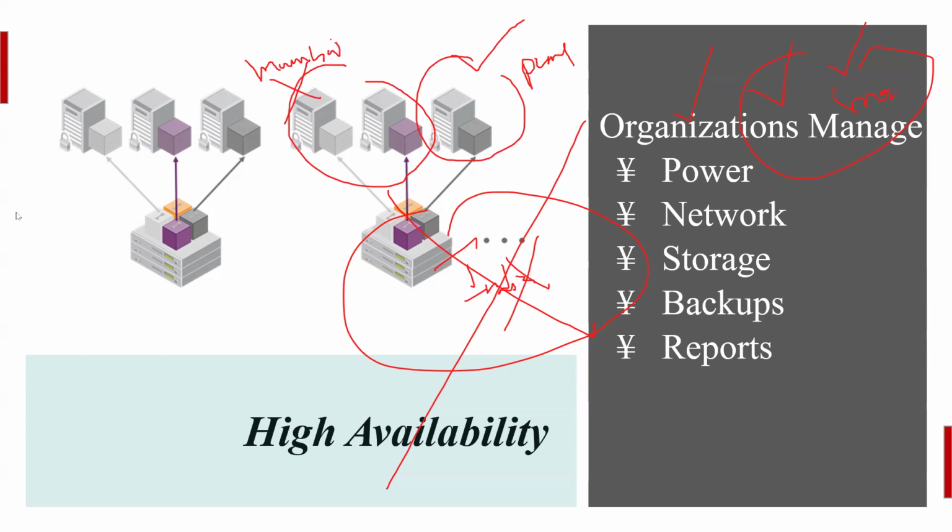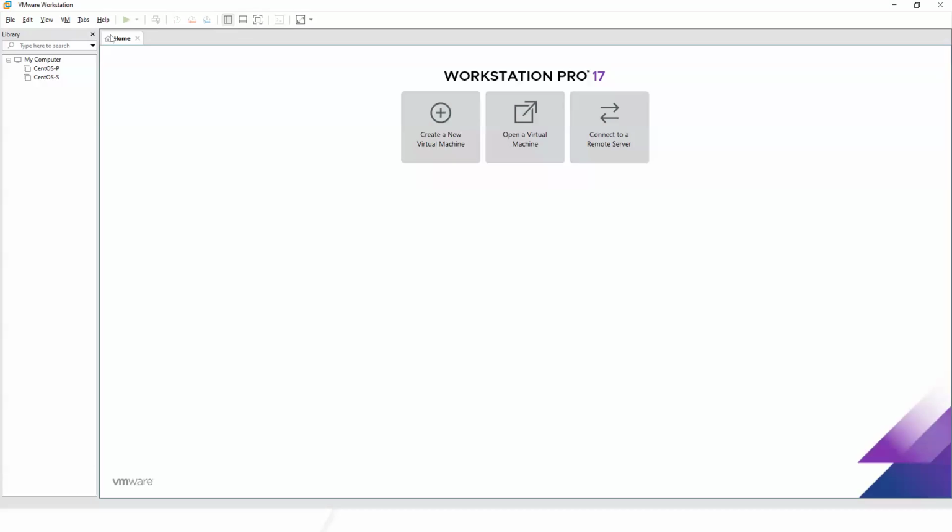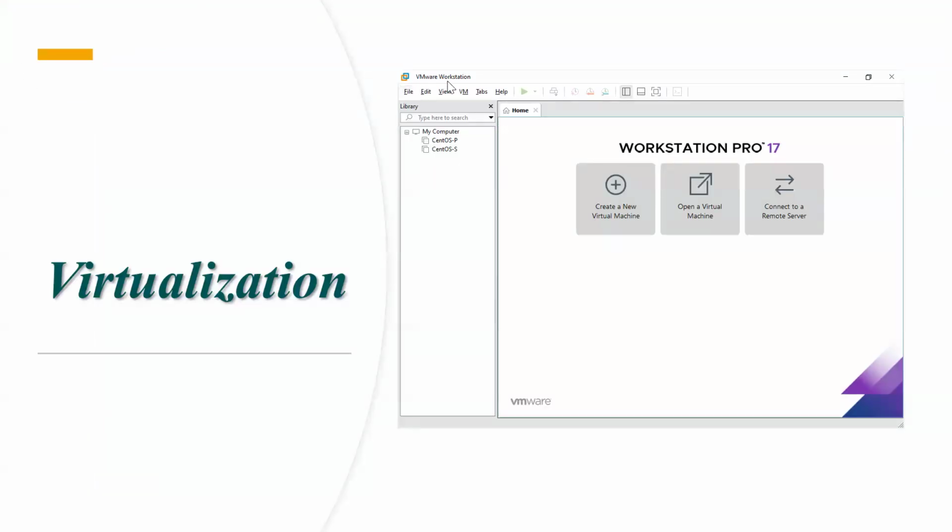Now, see, either you go for cloud or you go for on-prem. Your servers are virtual servers, meaning virtual machines. What you will do, you can use VMware, you can use Oracle VirtualBox, you can use a hypervisor, and you can build a VM.